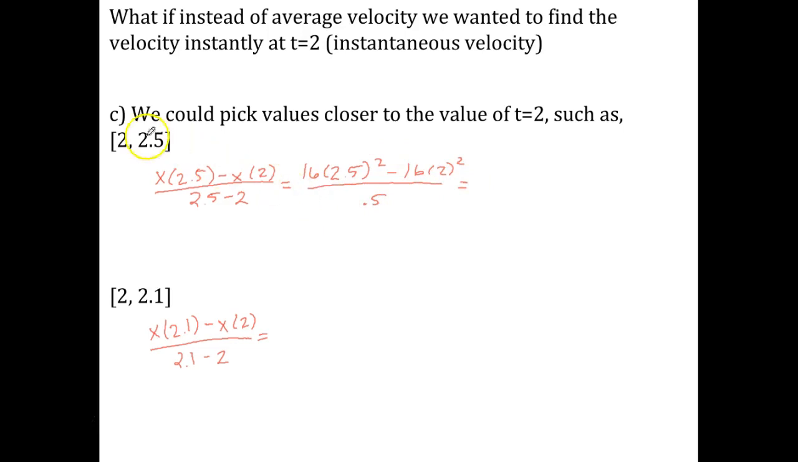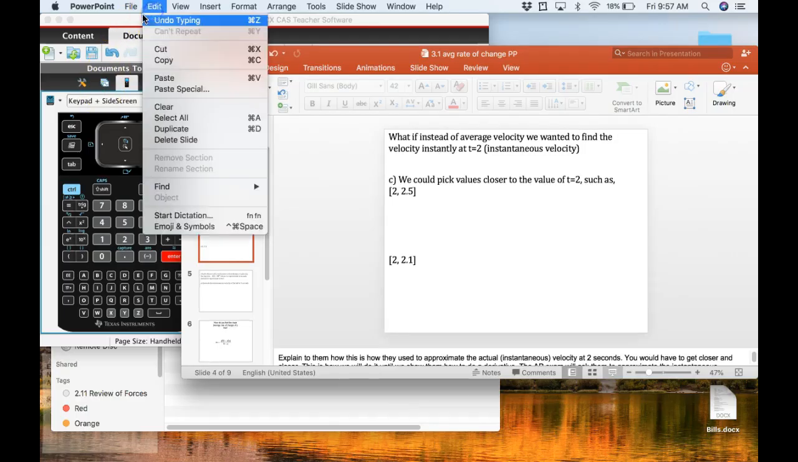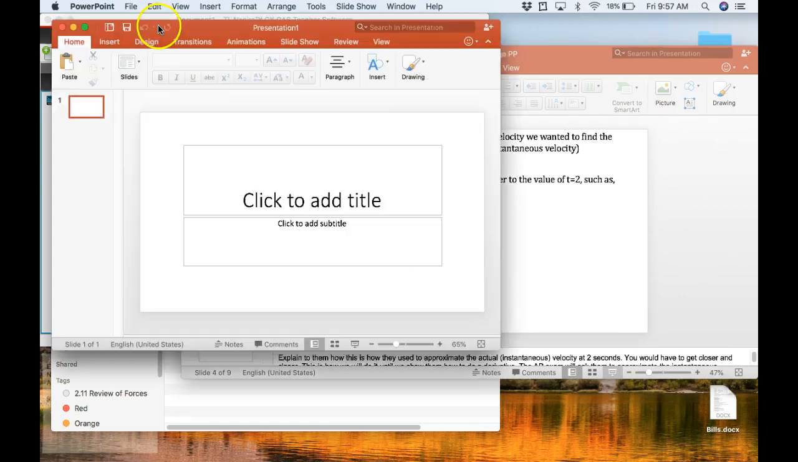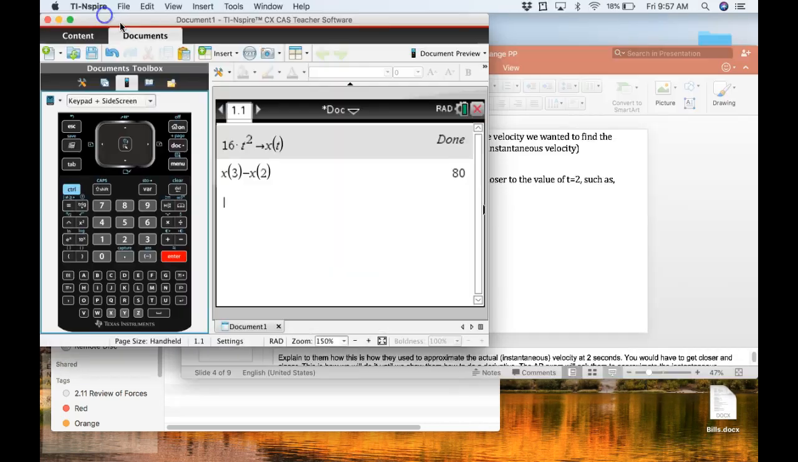This is going to be closer to the actual velocity at 2, yeah? So let's figure out what it comes out to. Let's use our calculator here. Oh, whoops. That was a mistake. Okay, we are going to do control divide so we can set this up. We're going to do x of 2.5 minus x of 2 all over 2.5 minus 2.